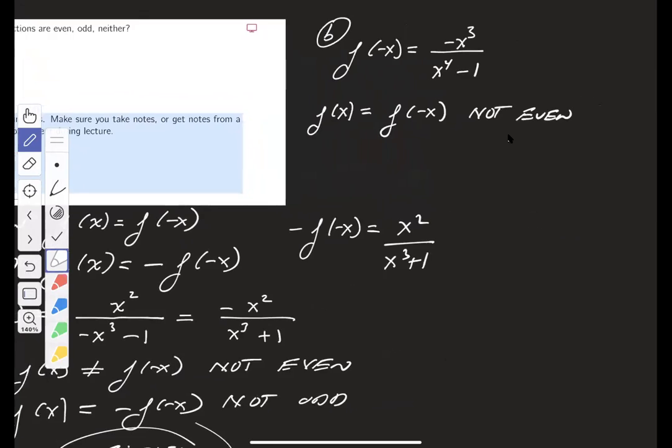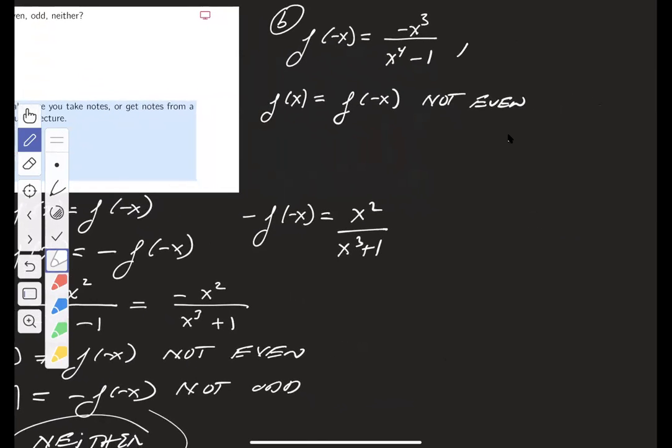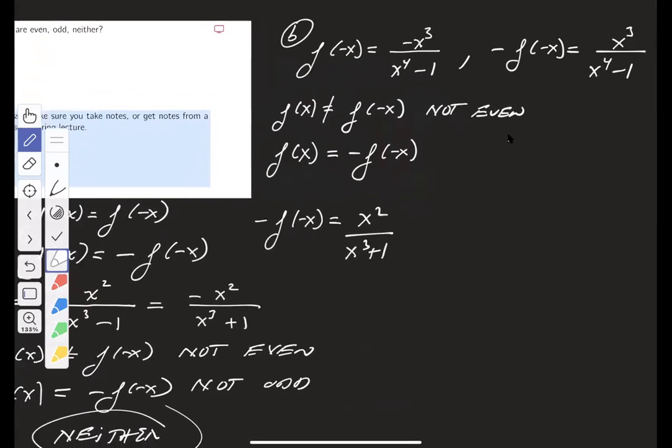All right, let's go to the next one. I'm going to look at this now. Minus f of minus x. What's that going to give me? X cubed over x to the fourth minus 1. So my question, oh, by the way, I should put a slash through that. Is f of x identical to minus f of minus x? We'll have to look. Let's take a look.